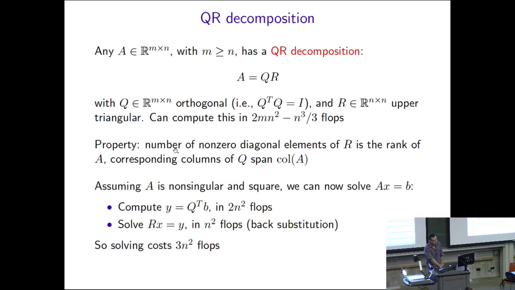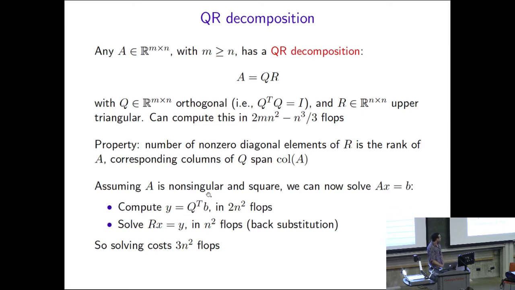One property of a QR decomposition is that the number of non-zero elements on the diagonal of R exactly corresponds to the rank of A. So if A had full column rank, if A had rank n, then all of the elements on the diagonal of R will be non-zero. And in that case, the columns of Q span the column space of A. Once I compute a QR decomposition, Q transpose is the projector onto the column space of A. It's the projection matrix on the column space of A.